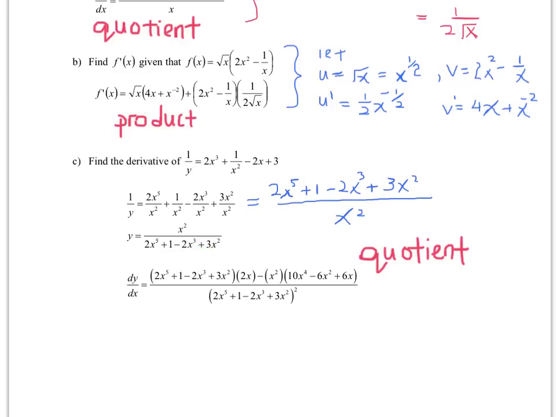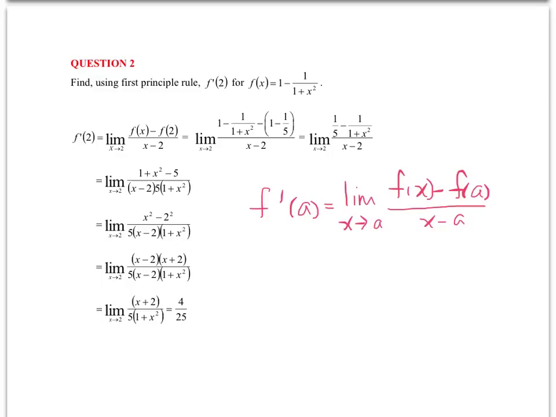Now moving on to the next one. Here we are asked to use first principles to differentiate this where x equals 2. There are a few ways you can do it, but here I'm going to use this definition. So f prime a is equal to this definition. You can see that when I push all these values in, f(x), f(2), x minus 2 here, we have to be careful when we substitute f(x) and f(2), and we write here.